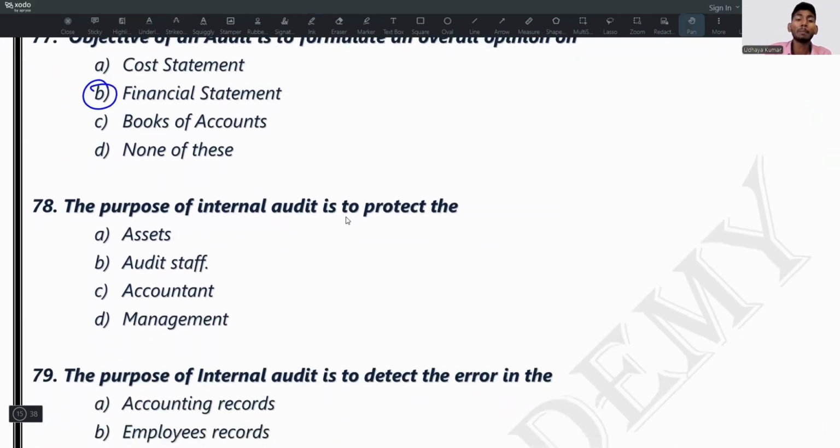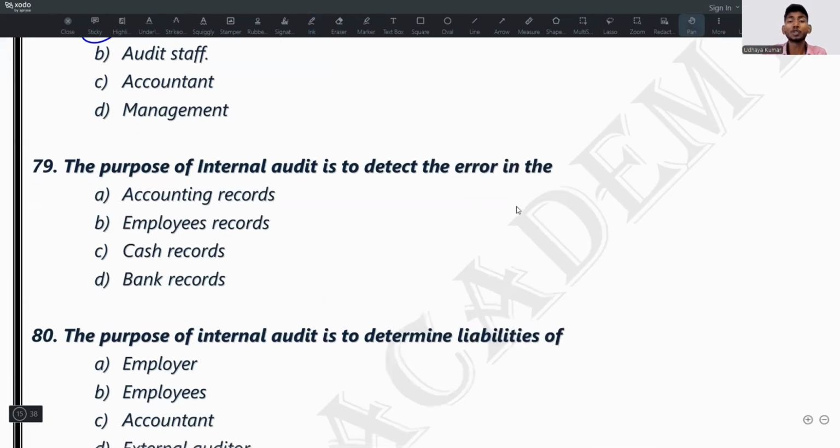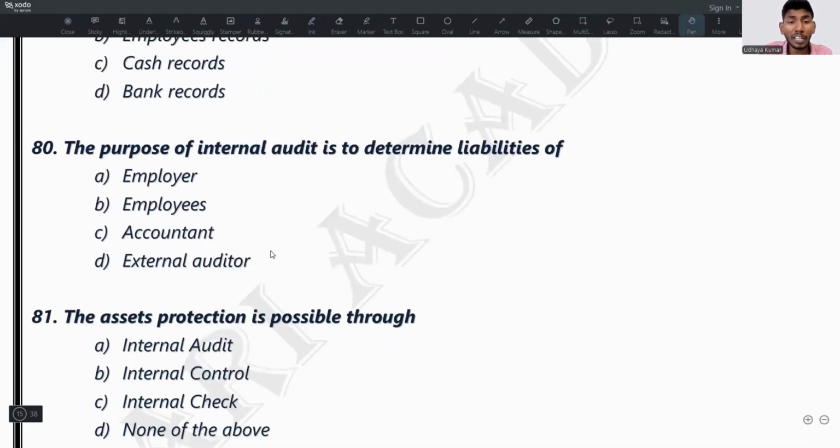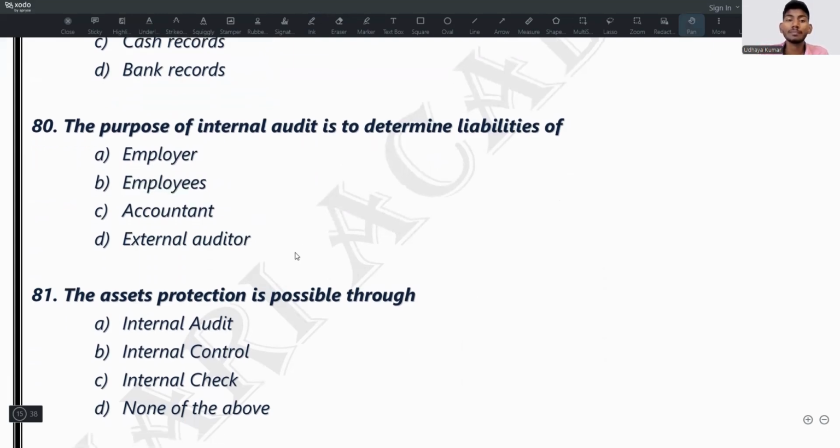Moving to question number 78: the purpose of internal audit is to protect what? Protect the assets. Next question, the purpose of internal audit is to detect errors in the accounting records. Moving to question number 80: the purpose of internal audit is to determine the liabilities of whom? We have discussed it, right? You should try to answer this question at least. Definitely it is employees, none other than employees.